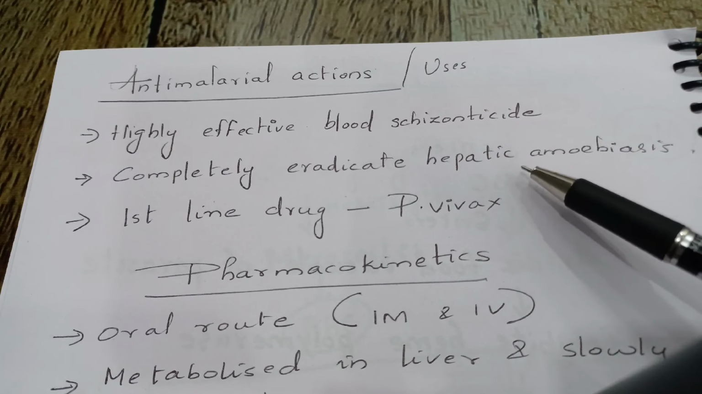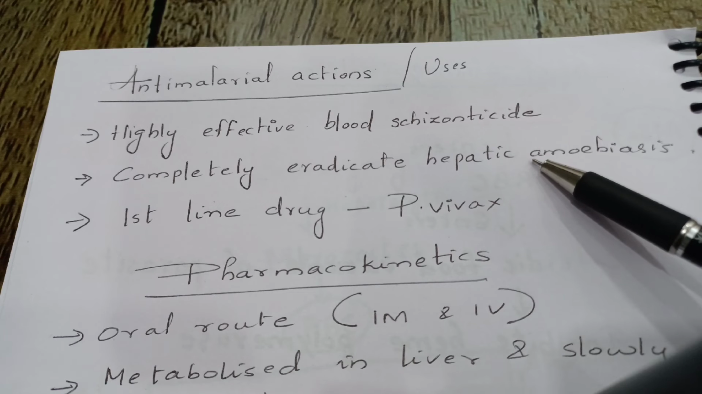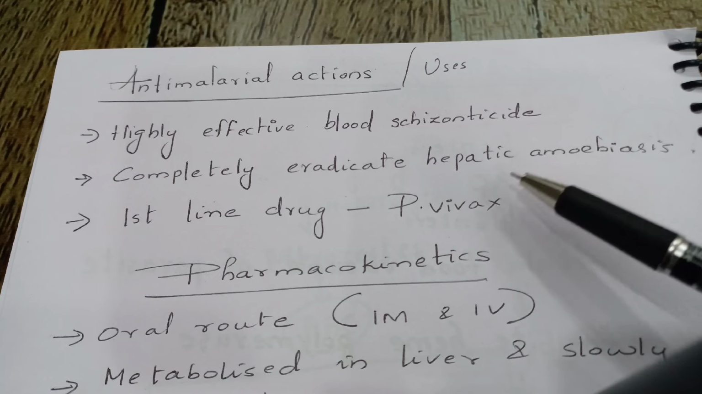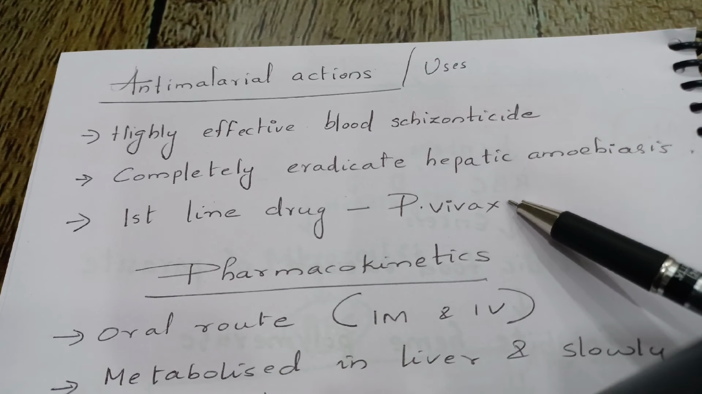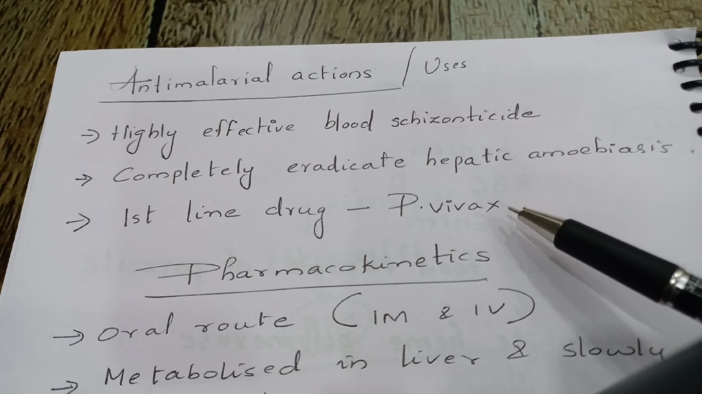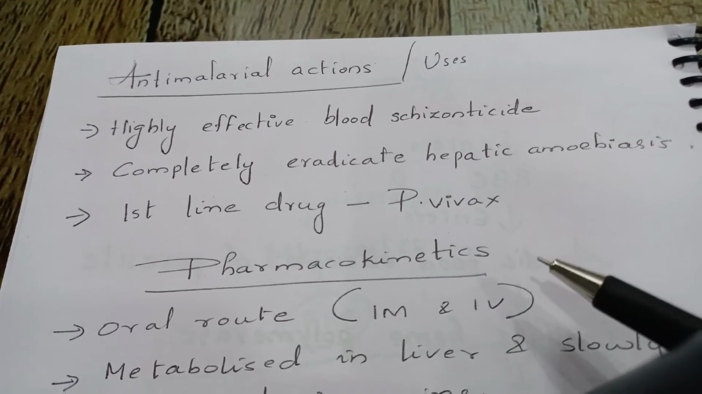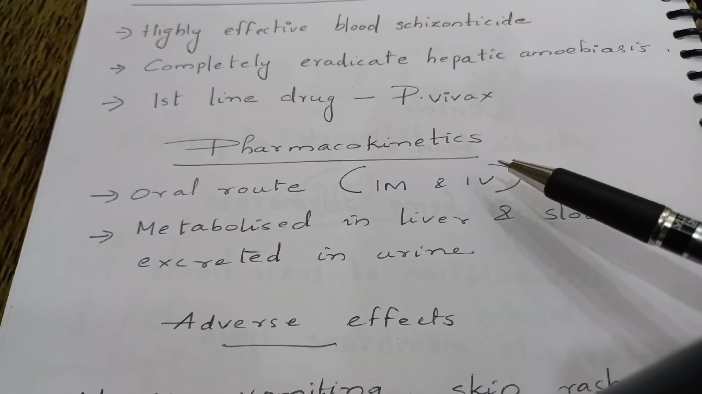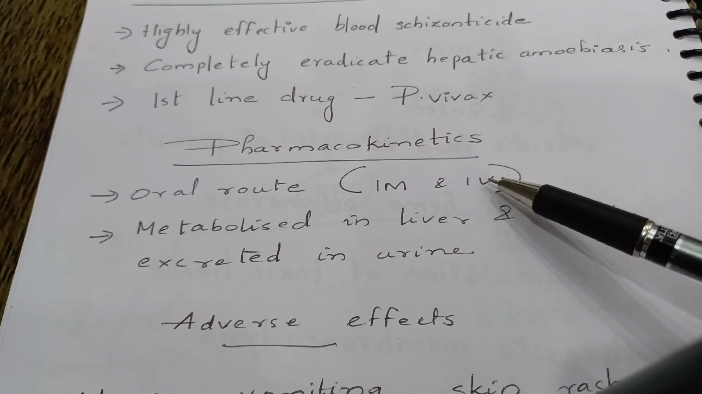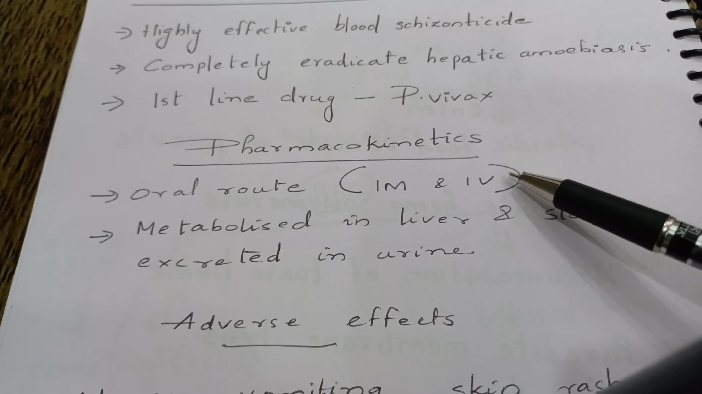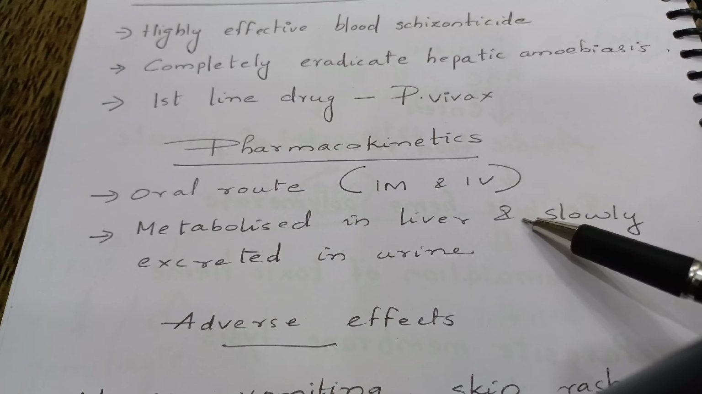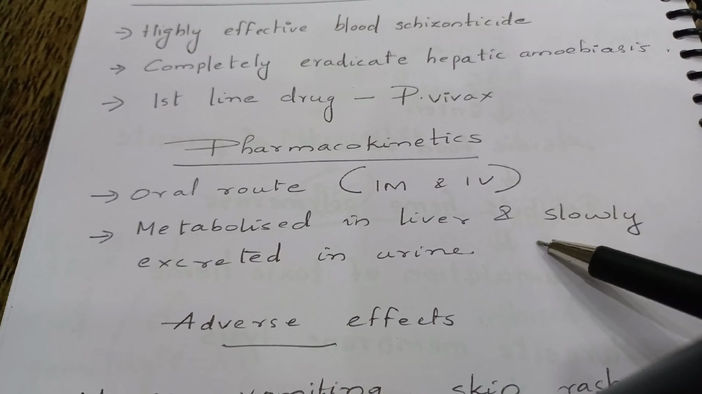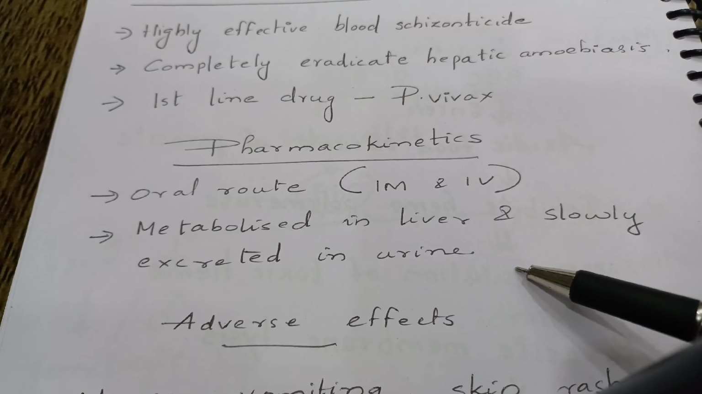It completely eradicates hepatic amoebiasis, which is a liver infection caused by amoeba. It is a first-line agent against P. vivax. Now let's see the pharmacokinetics of chloroquine. It is commonly administered by oral route, but it can also be given by IM and slow IV routes, metabolized in liver and slowly excreted in urine.